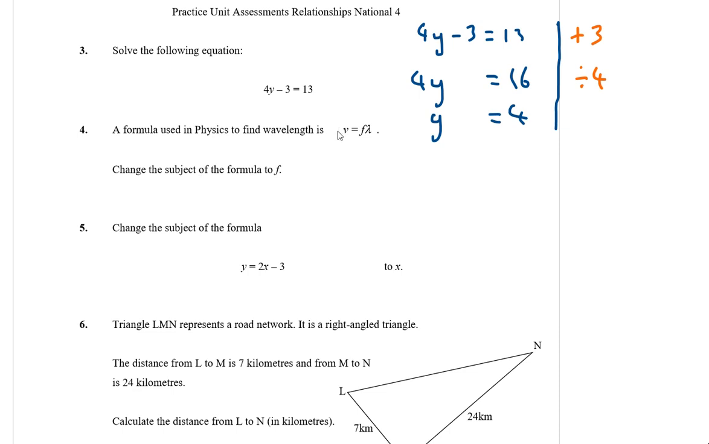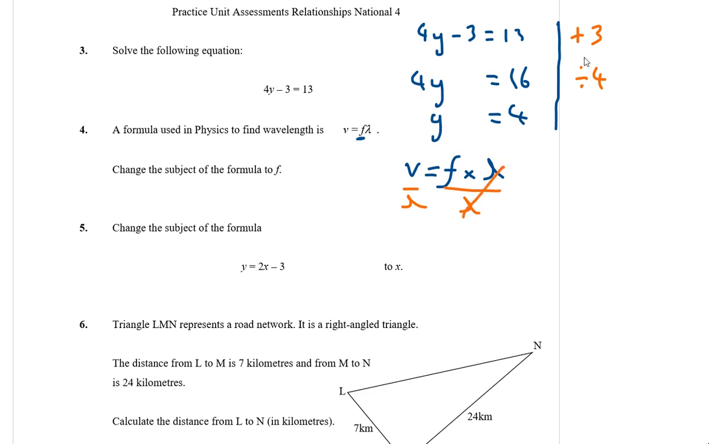We're going to change this to f. Okay, so how do I get rid of the lambda sign here? How do I move that over? Well, on this side, that's the same as saying v is equal to f multiplied by lambda. So how do I get rid of a multiply by? Well, I divide both sides by lambda. So if I use the method line, I'll just show it explicitly on this side. I'll divide both sides by lambda.